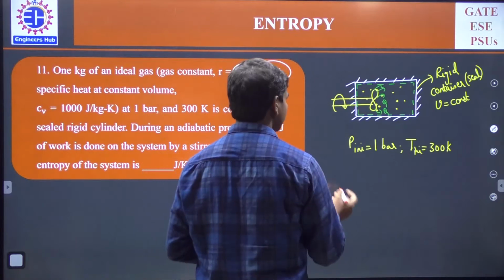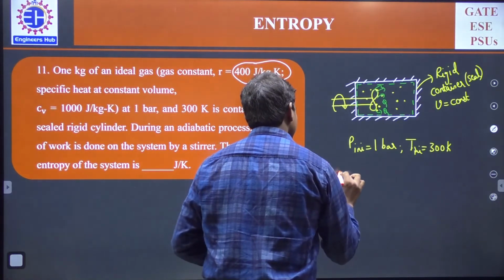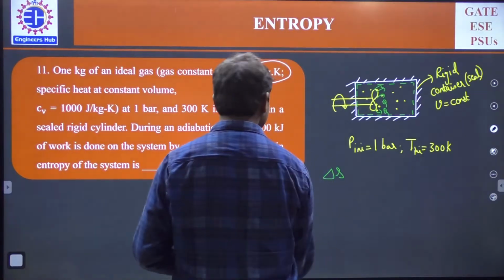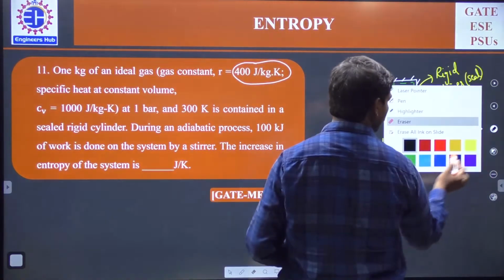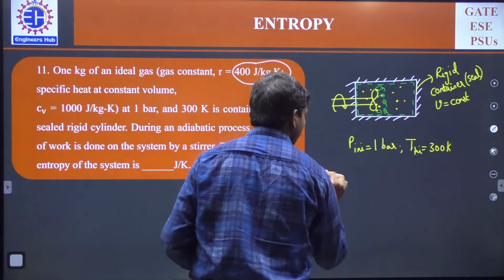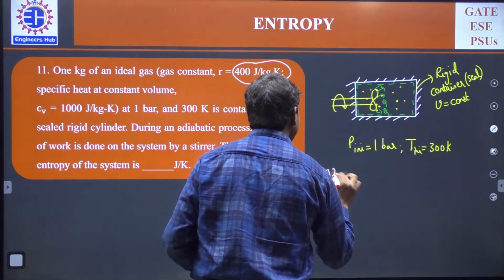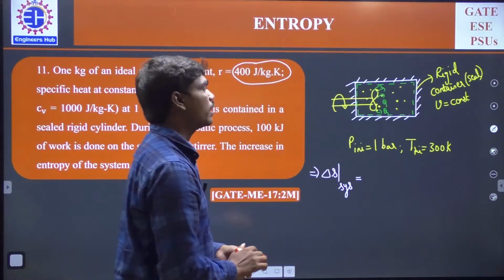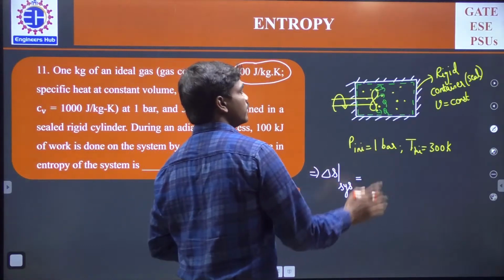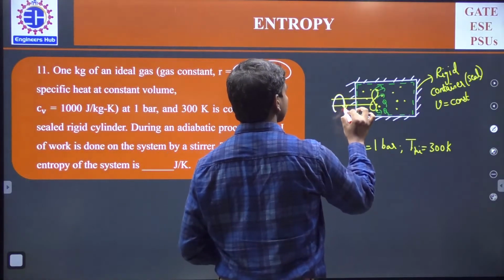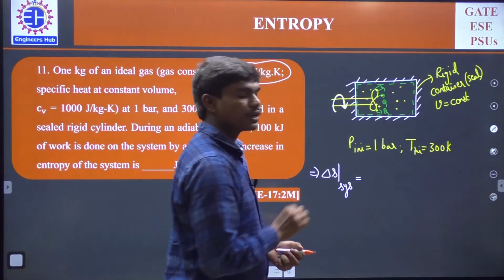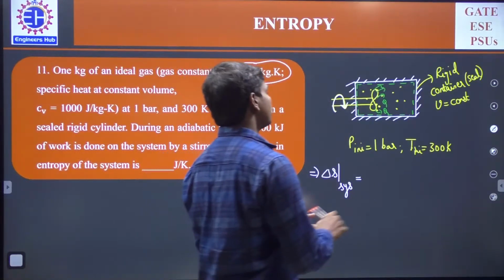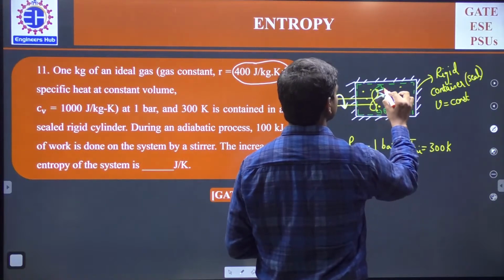So see here. Delta S means basically you want to calculate the value of delta S of the system. So delta S of the system is equal to, see carefully. Tell me one thing very carefully: if this paddle wheel or stirrer is doing 100 kilojoules of work, what's the heat that is transferred to this?